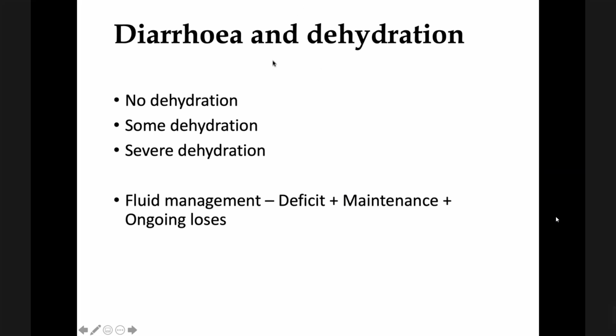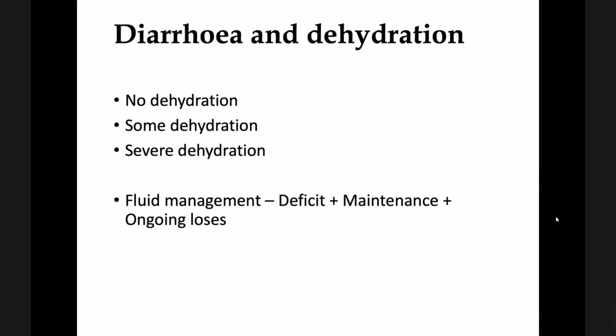Remember, this is the WHO categorization. If you read other textbooks such as Nelson or even Australian ones, you will find they use a different category called mild, moderate, severe. But for you guys, please stick to the WHO category, because that is the category that will be asked at the exams, not only the acute viva, but also in the theory exam. So no dehydration, some dehydration, severe dehydration.